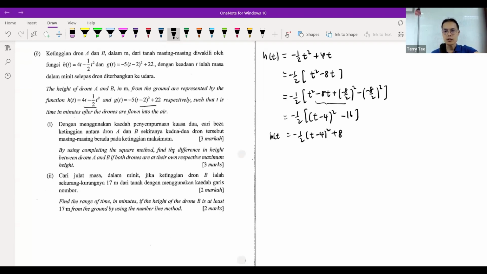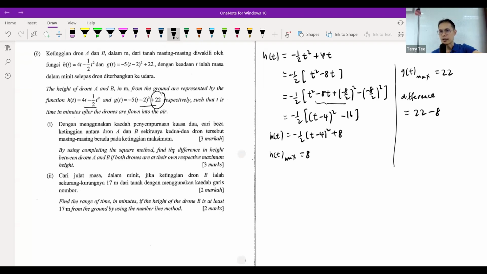So you can see here, your H(t) has a maximum, right? Your maximum, because your a is less than 0, definitely is a maximum. Your maximum is 8. And that occurs when t is 4. But that's not important. What you want is to compare the height. So the height for G(t), right? G(t) has a maximum value as well. The maximum is 22, as you can see from here. And that occurs when t equals 2. So what is the difference in their height? The difference is 22 minus 8. Answer is 14 meters.